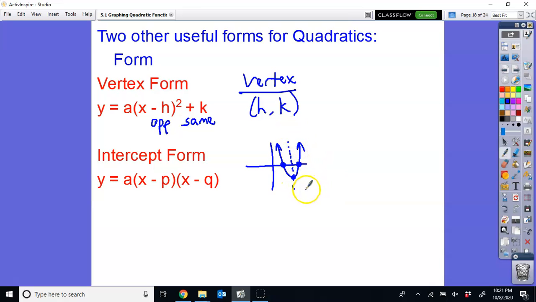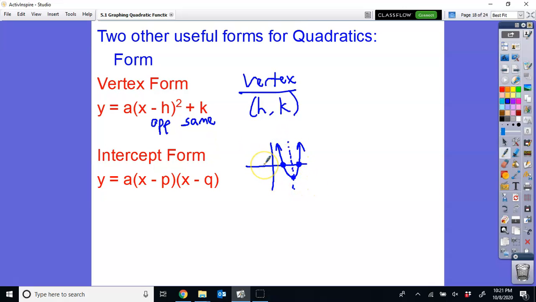The vertex is always in the middle. It's in the middle of the table when we make our table. It's in the middle of the graph when we connect the dots. So guess what? If we know where the intercepts are, the vertex is in the middle. Now, we don't know where the y value is. We just know that it's in the middle of the two x's.